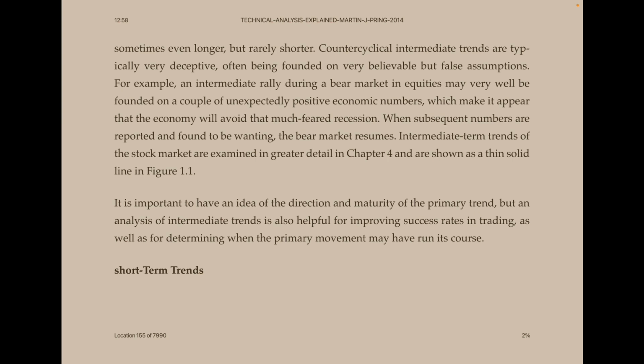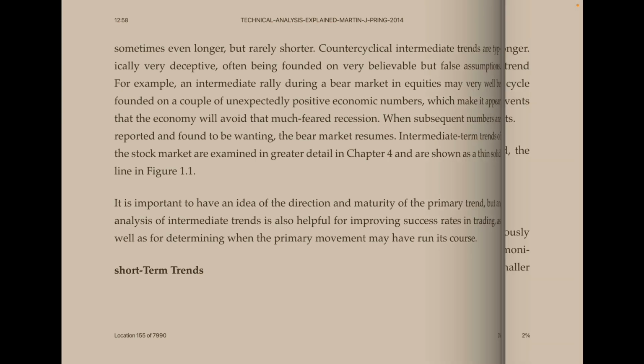Intermediate term trends of the stock market are examined in greater detail in Chapter 4 and are shown as a thin solid line in Figure 1.1. It is important to have an idea of the direction and maturity of the primary trend, but an analysis of the intermediate trend is also helpful for improving success rates in trading, as well as for determining when the primary movement may have run its course.